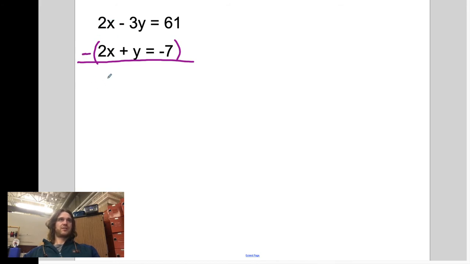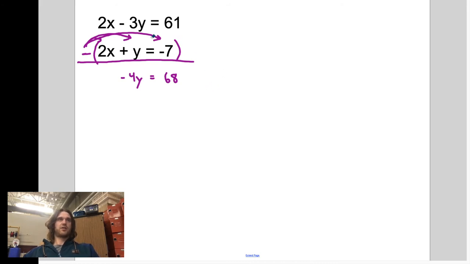2 minus 2 gives us 0x. And then we got to think negative 3 minus y. It's negative 4y. And 61 minus negative 7 is 68. So please make sure you realize you're really kind of distributing this minus sign to every single thing that's in the equation. So it's kind of going all over the place. Okay, so this is really going to turn to positive. This is going to be negative, and this will be negative.